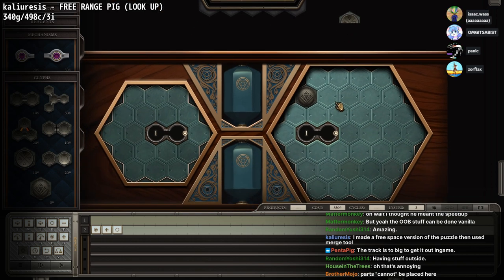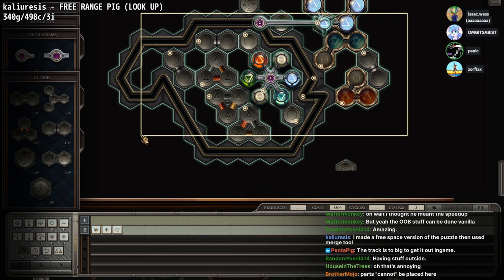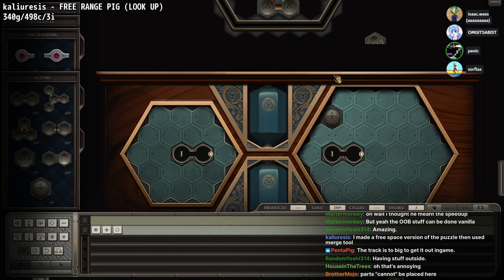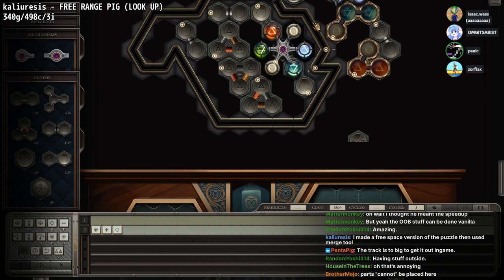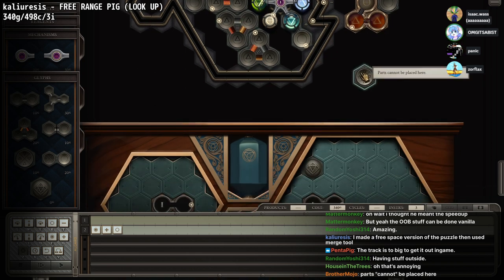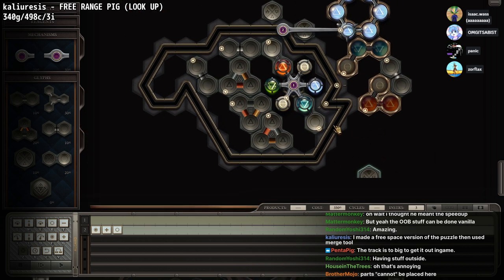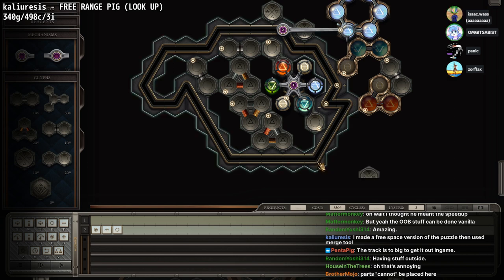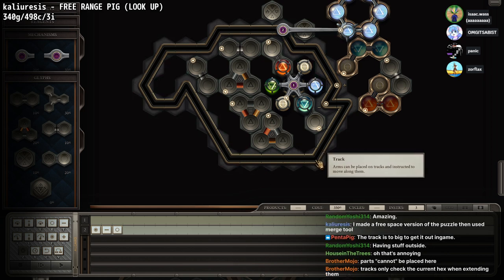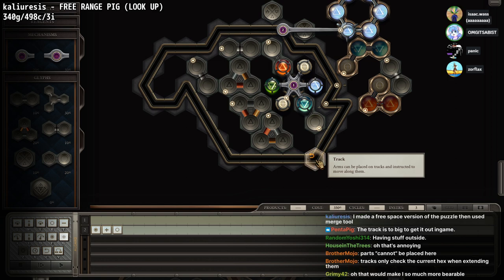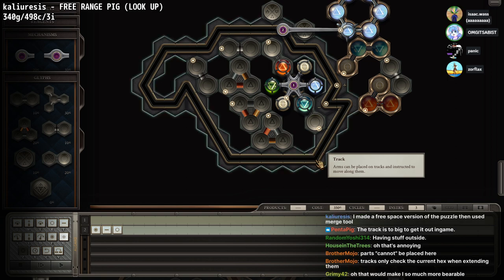If you make a free space version of the puzzle and then build this in it, you can use the merge tool to merge it with an empty version of this and just put it up here. Also, I think this is a good time to show off Mr. Puzzle's track joining and disjoining mod. How does that work? You press G, Shift G to delete or cut, and then normal G to join. You hover over it, press Shift G, and drag to another track.